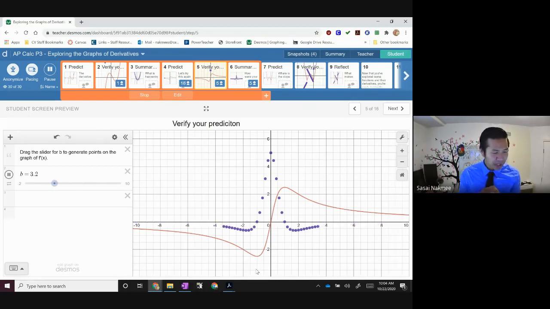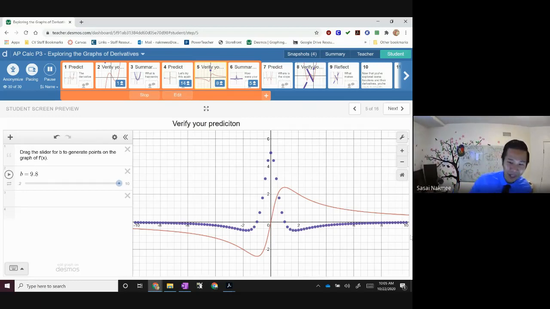So you guys are right. In between -1 and 1, you can see it. The derivative is positive there. The slope of the tangent line from -1 to 1 is positive. Those purple dots are all above the x-axis, aren't they? And then once you get past that, all the purple dots are negative, right?